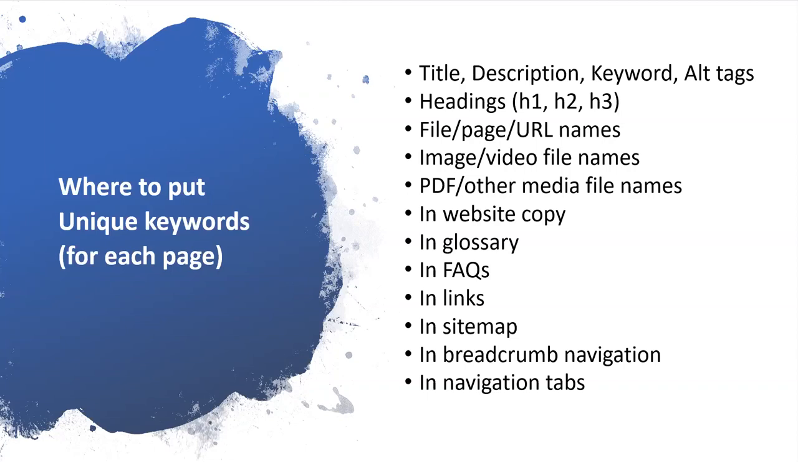If you've got any PDFs, they need to be mentioned clearly in the website copy, which I think everybody knows about. If you've got a glossary, you need to make sure that they're referred to in the glossary or FAQs. If you have an FAQ section, make sure you have them there, in your links, in your sitemap, in navigation, if you have it, breadcrumb navigation, and in any navigation tabs or tools that you might be using, all to feed the juice of the content of your site for the search engines to find.